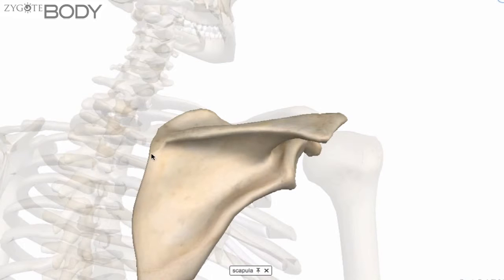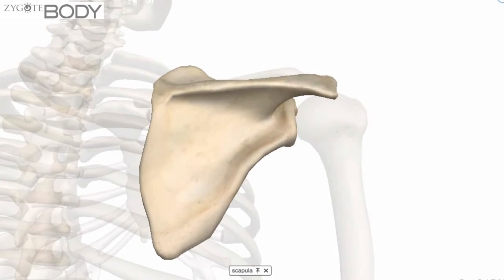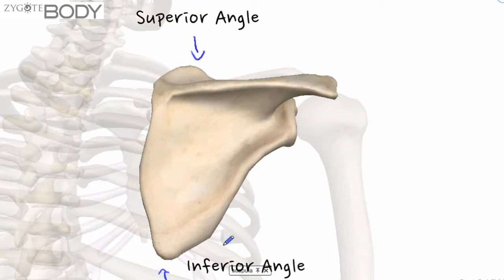Another thing that you need to know, and I mentioned it when I talked about the anterior side, is that you still have a superior angle, here an inferior angle, and of course the medial angle.